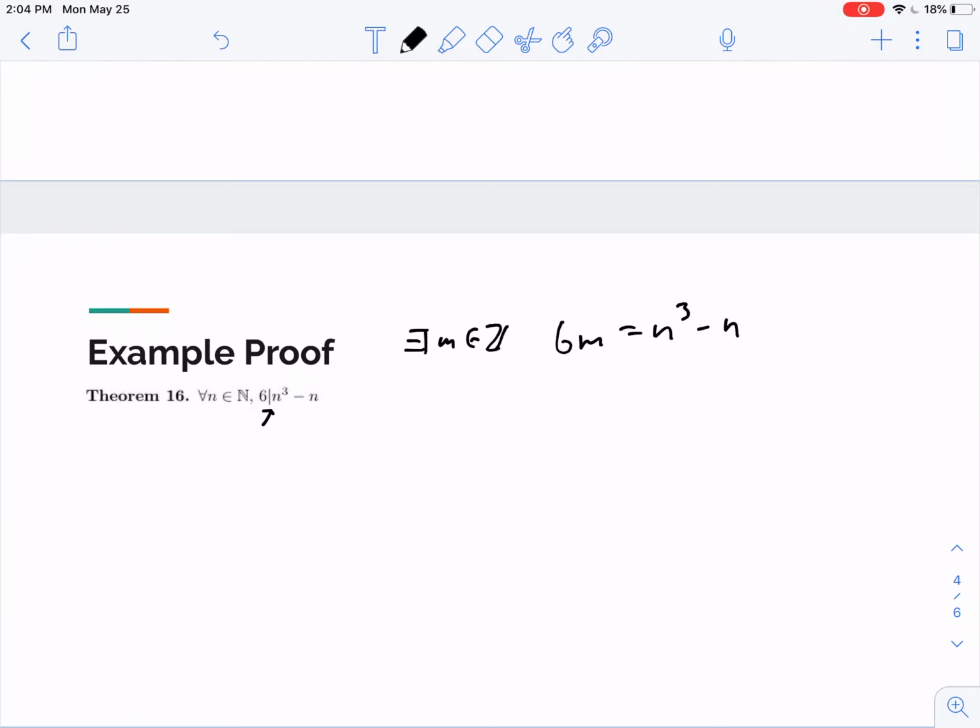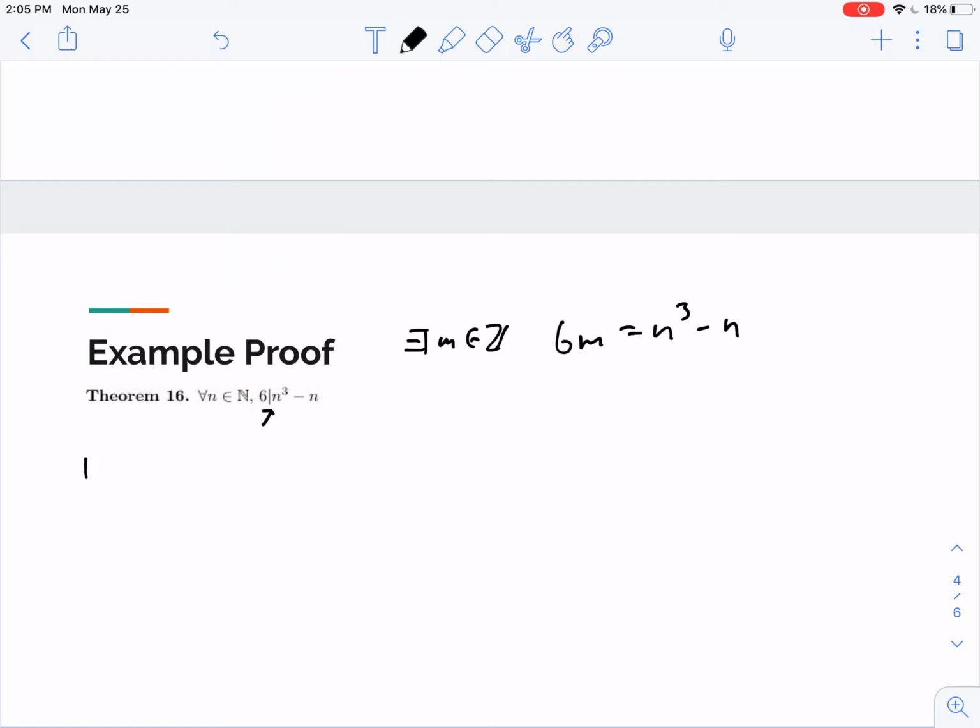cubed minus n. And so this, if we didn't know how to prove something inductively, might be pretty difficult, right? It seems difficult to reason about how 6 divides things, and also you have to prove it for all natural numbers, so it's unclear where you would even necessarily start. But let's go by induction.